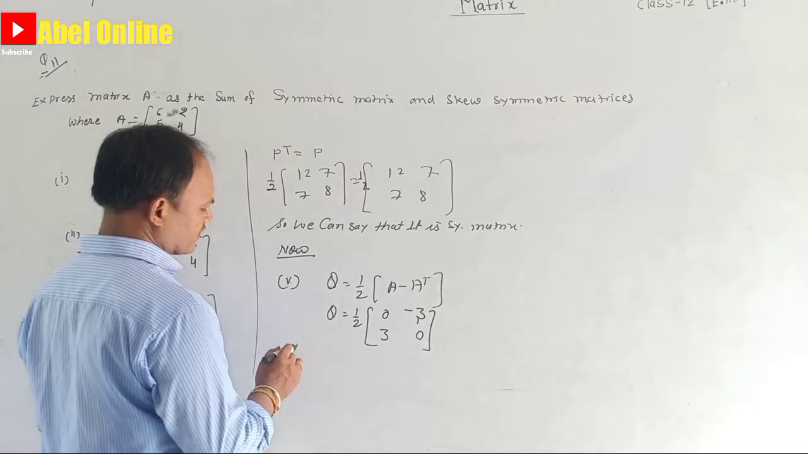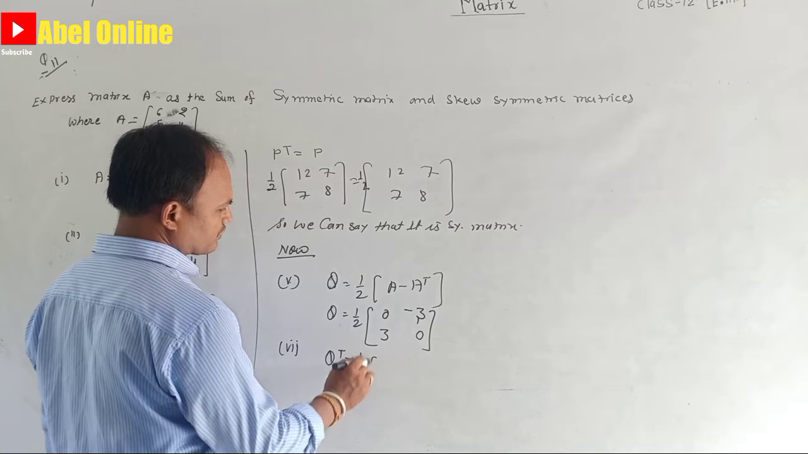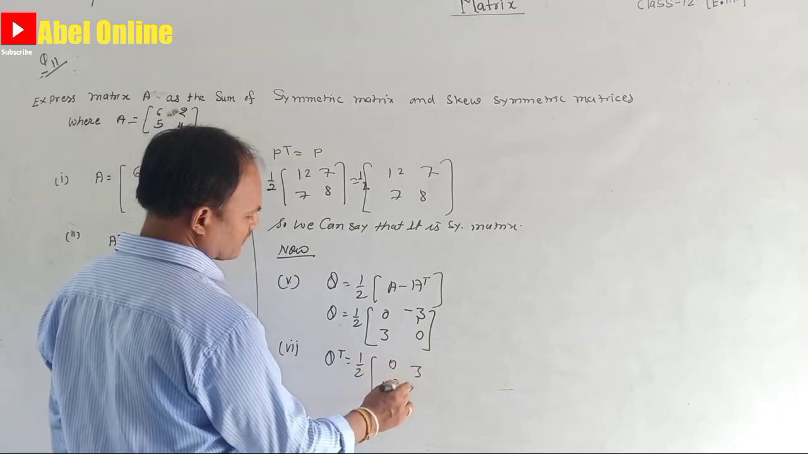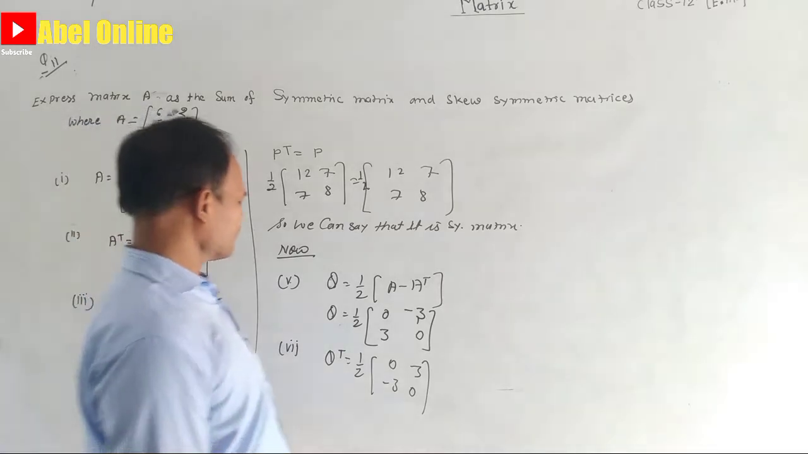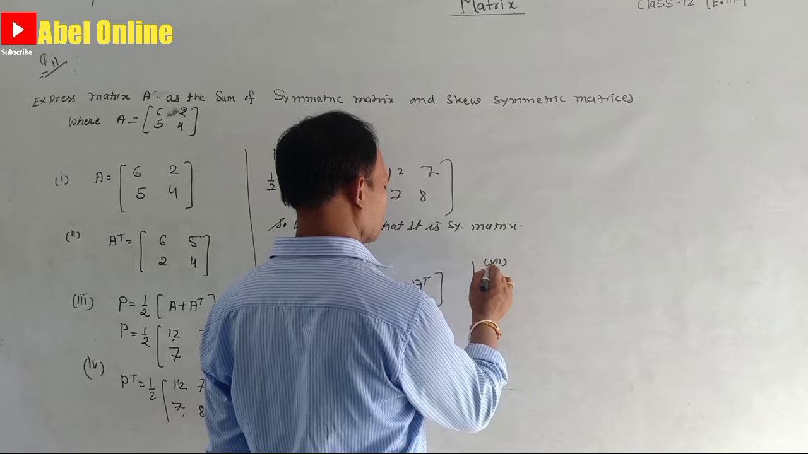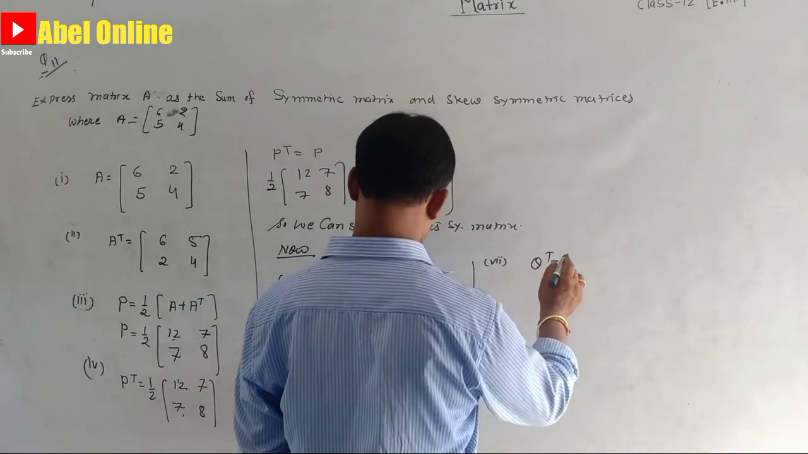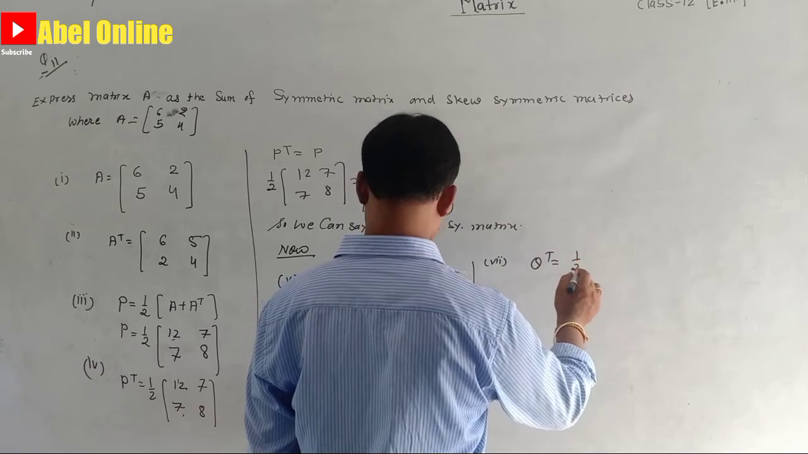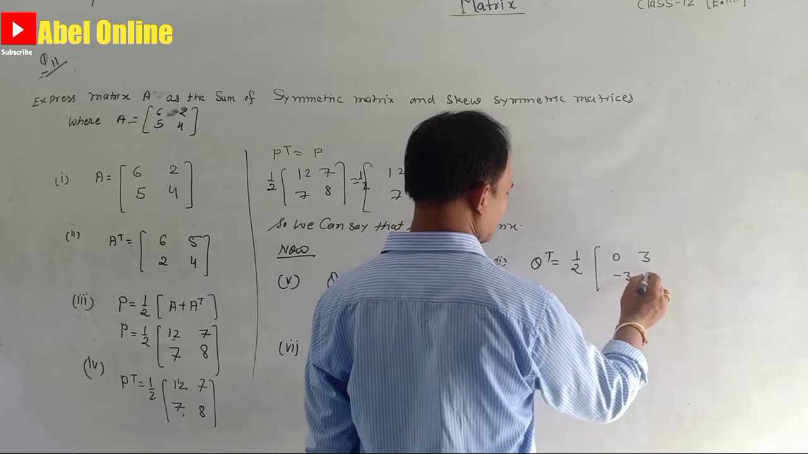What about the next step? Q transpose. What about the Q transpose? Q transpose is 0, minus 3, 3 and 0. Just convert row to column. So this is Q transpose. Now next step is, given that Q transpose equal to 0, 3, minus 3, 0.